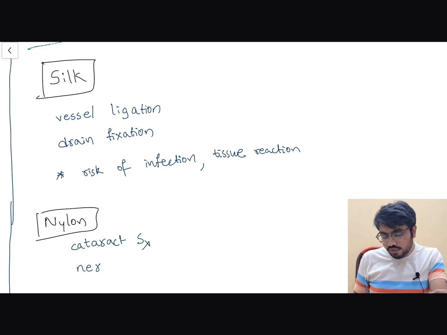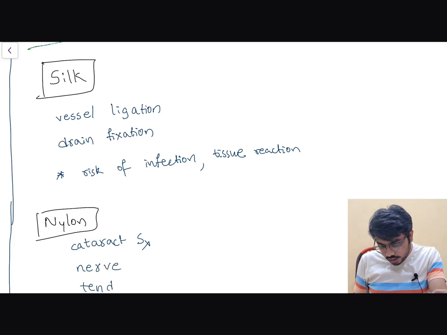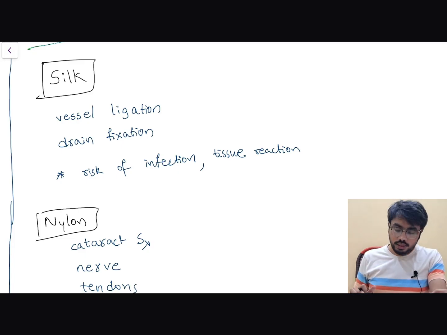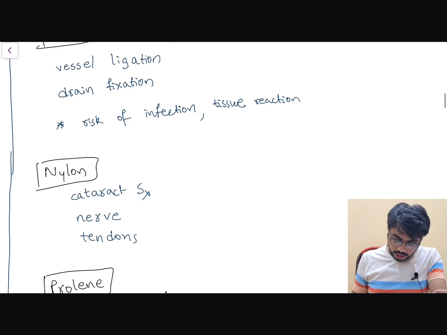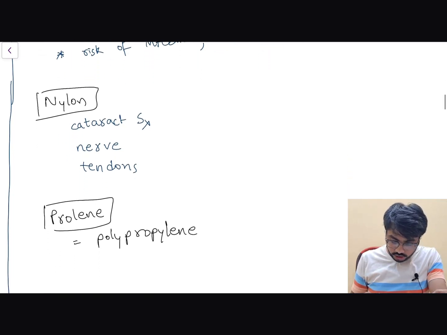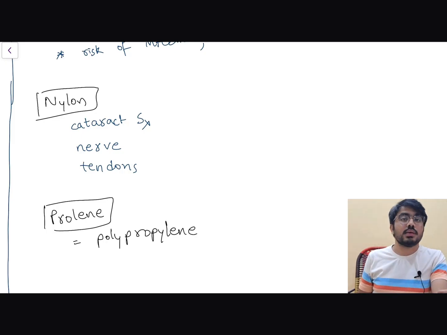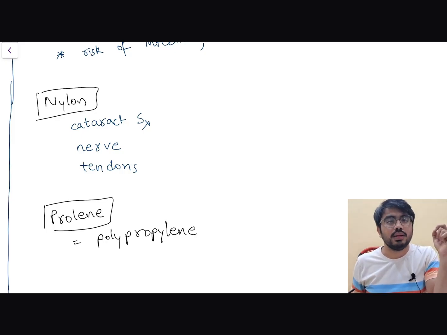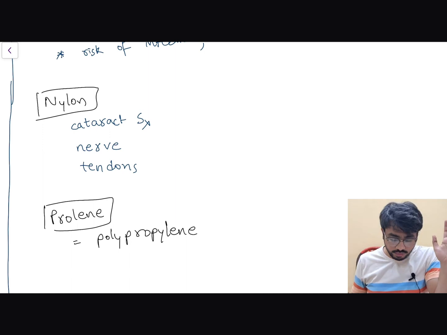For repair of nerves, I have to use a nylon suture. For repair of tendons, I have to use a nylon suture. Okay. Now coming to proline, you already know from your chemistry or biochemistry knowledge, proline is nothing but polypropylene or proline. Both of them mean the same.